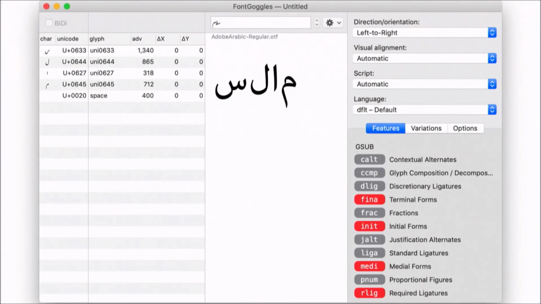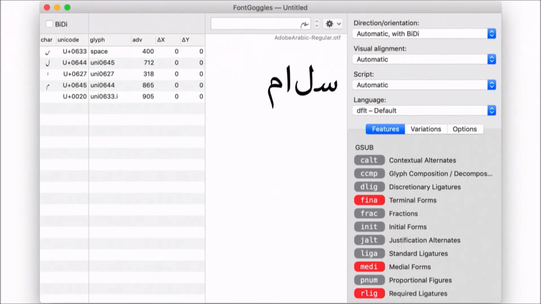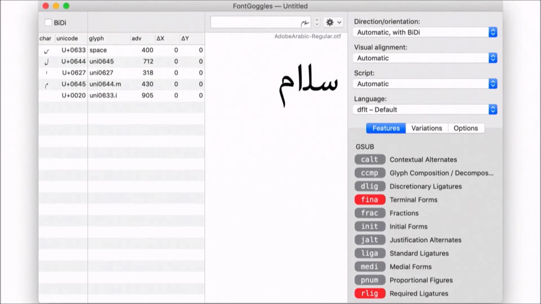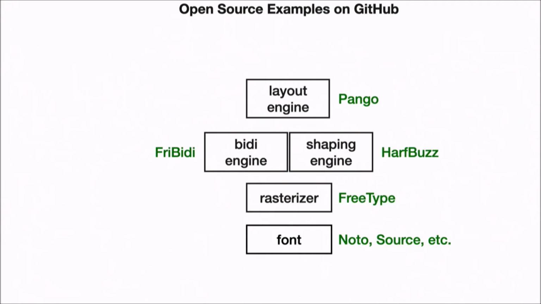So here's a quick example. Here I've tried to write salam, but I haven't used BiDi or GSUB yet, so the glyphs are in the wrong order and they're not connected. So I turn on BiDi, now they're in the right order, still not connected. I turn on the initial feature, then the medial, then the final, but I'm missing a ligature, so I turn on the ligature feature. Now I've finally got salam in the form that I want.